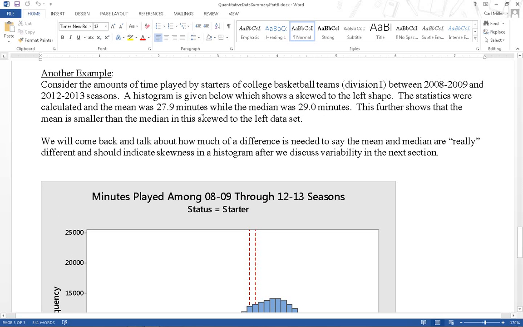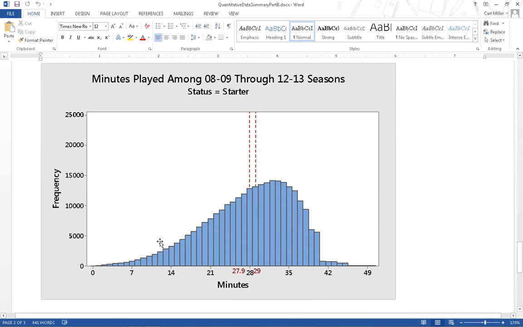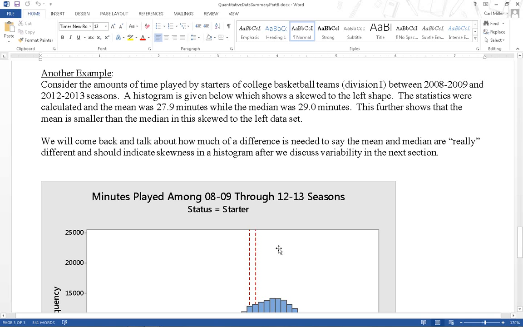What happens is that the mean is pulled in the direction of the skewness. So there's not a lot of people that played real short times, but the fact that there's some that are in the data set pull the mean this direction. So the mean turns out to be about 27.9 minutes, whereas the median turns out to be 29 minutes. So here we can see that the mean is going to be smaller than the median because the data is skewed to the left, as you can see in the histogram.